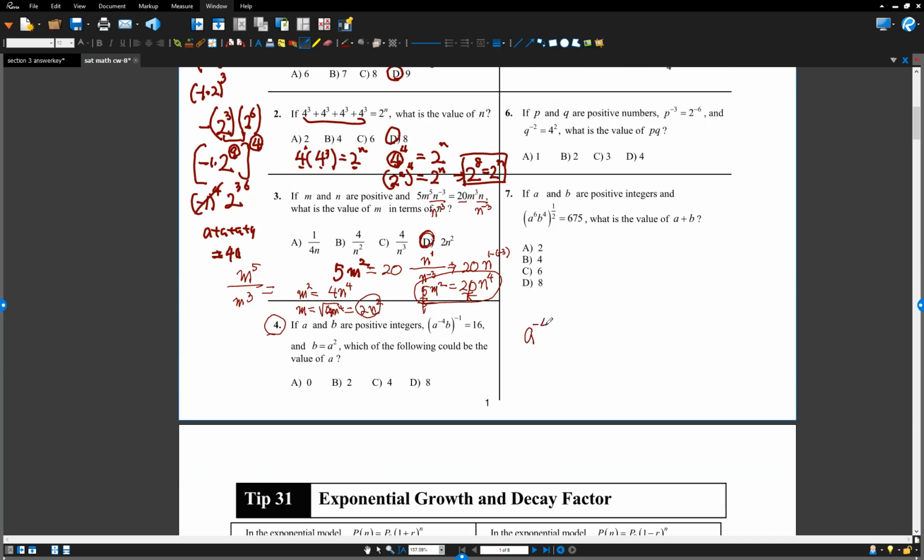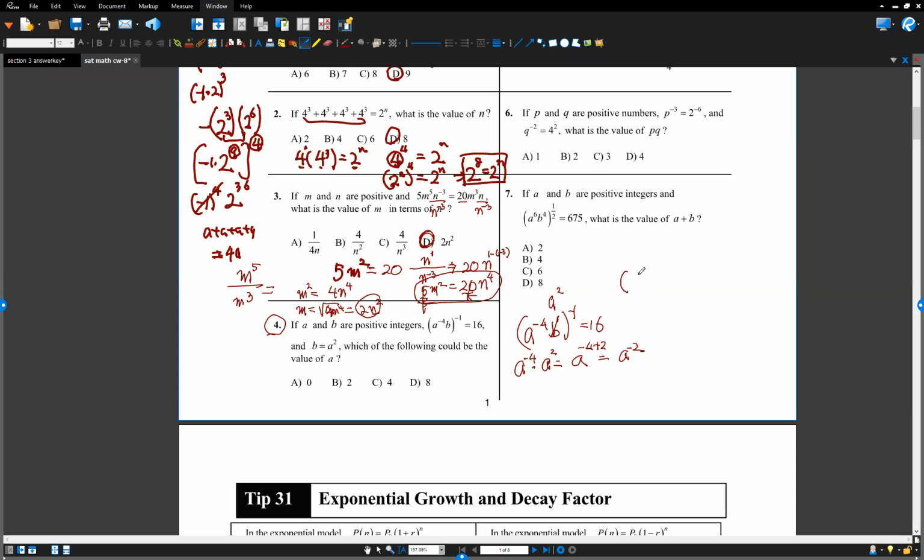a to the negative 4, b to the 1, all to the negative 1, that is just 16. But b equals a squared. You can replace it over here. Now inside we can simplify, okay? Because they have a common base number, a to the negative 4 times a squared equals a to the negative 4 plus 2, right? Which is a to the negative 2, isn't it? Inside the parentheses, it is a to the negative 2.